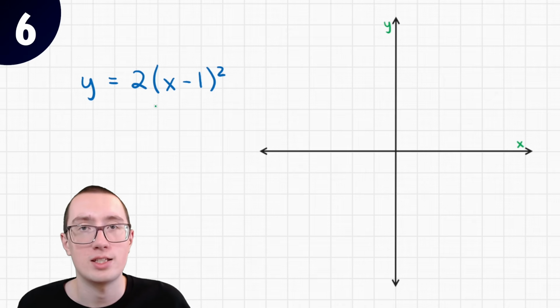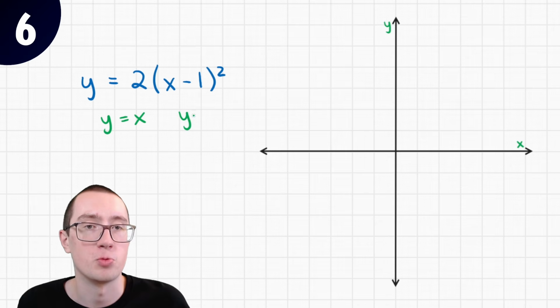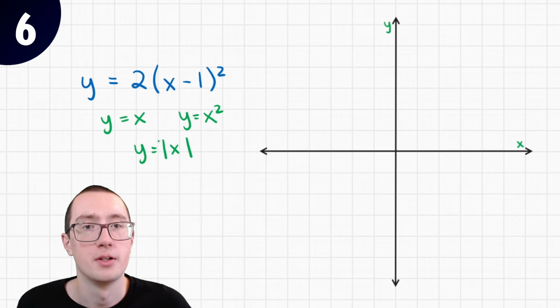So there are a few main types of parent graphs. Possibly one of the most common is just y equals x. There's also y equals x squared, and y equals the absolute value of x is another common one. So which one do you think we're going to use here?